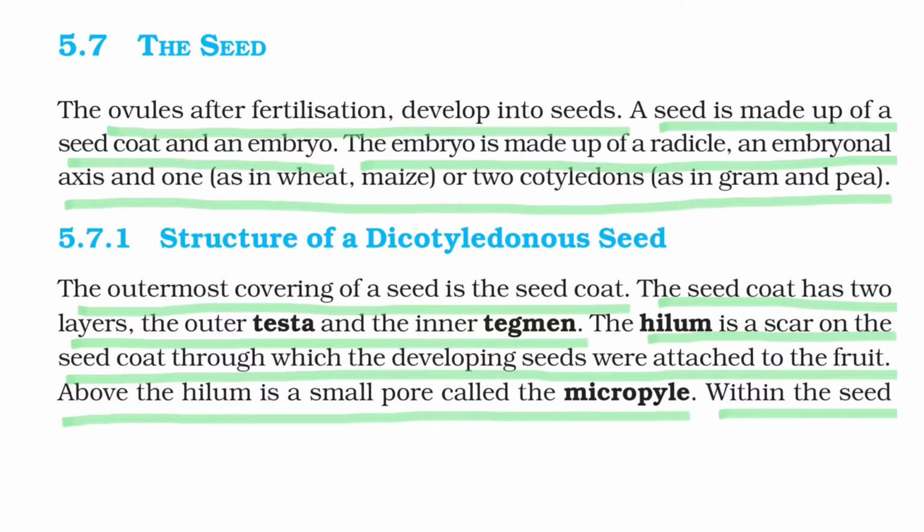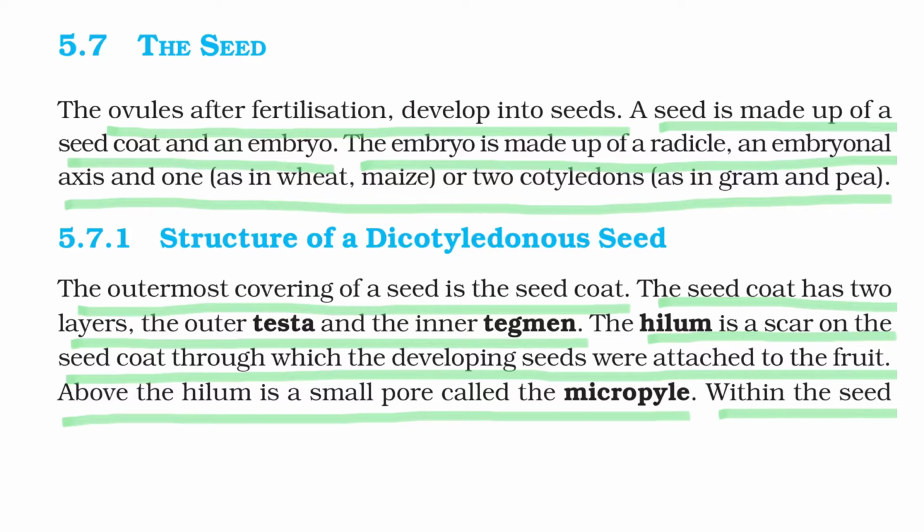If we see the structure of the embryo, the embryo is made up of a radicle through which the root develops, an embryonal axis, and one or two cotyledons. It depends upon the seed. The monocot seed bears one cotyledon, and dicot seeds bear two cotyledons. So now we are going to start with the structure of dicot seed in detail.